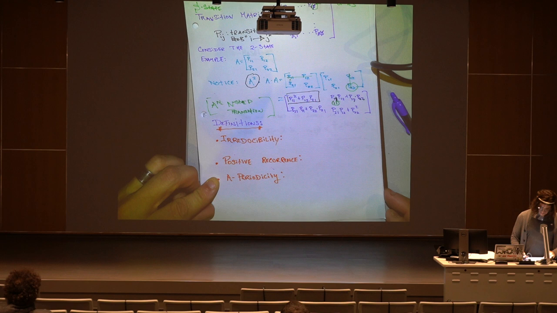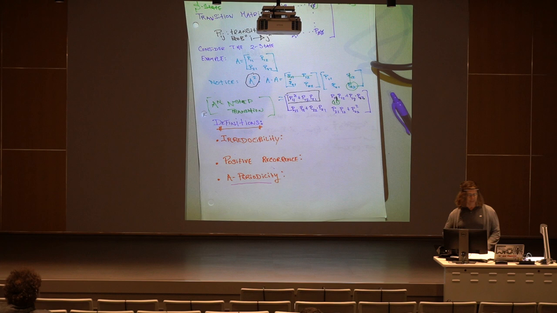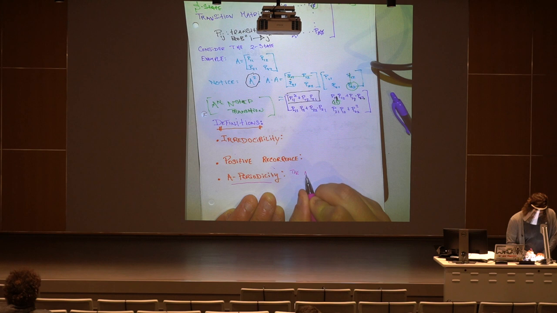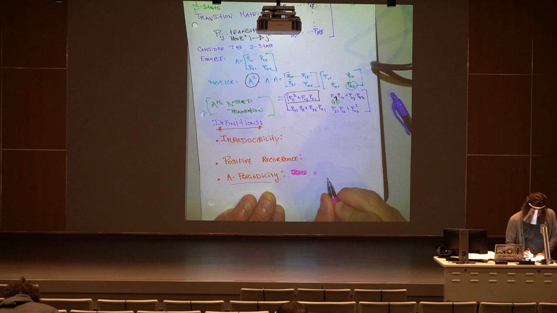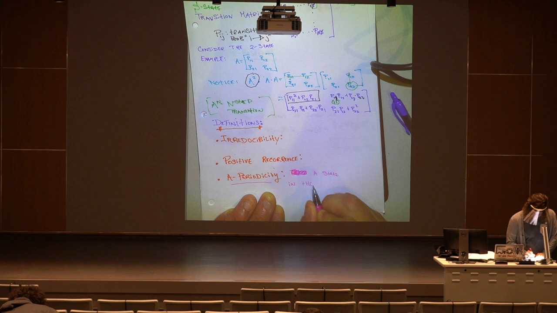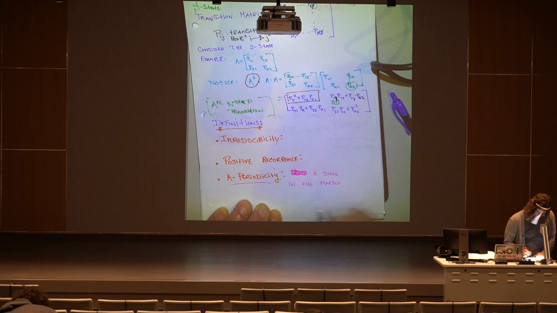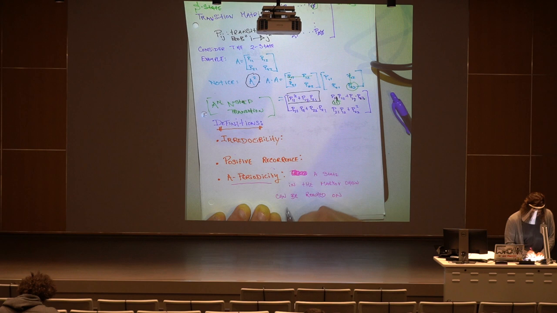Let's just talk about aperiodicity first. A lot of people have a hard time understanding this one. What this means in words is that the amount of time, or say it this way, aperiodicity means that a state in the Markov chain can be reached on any iteration.